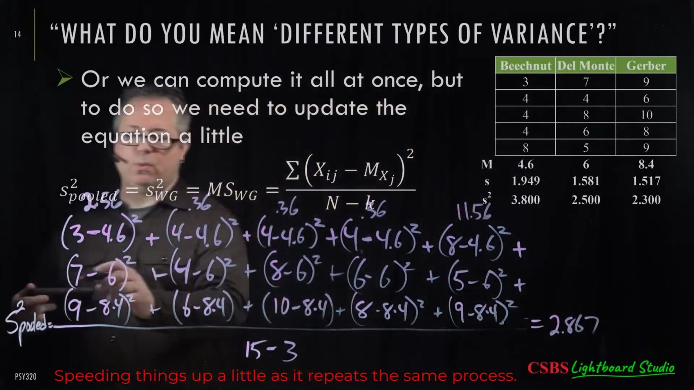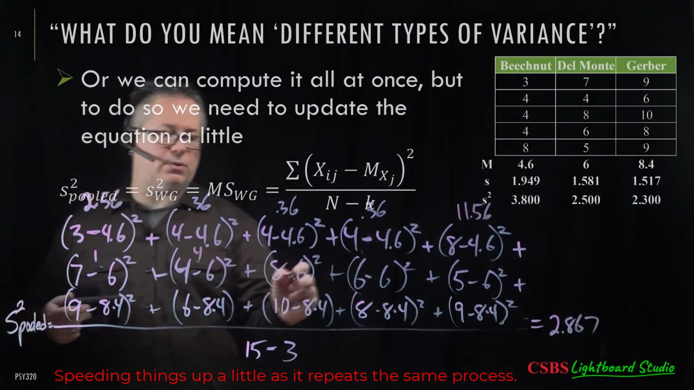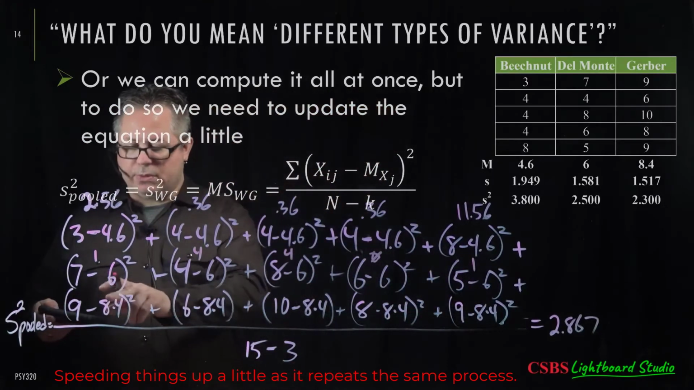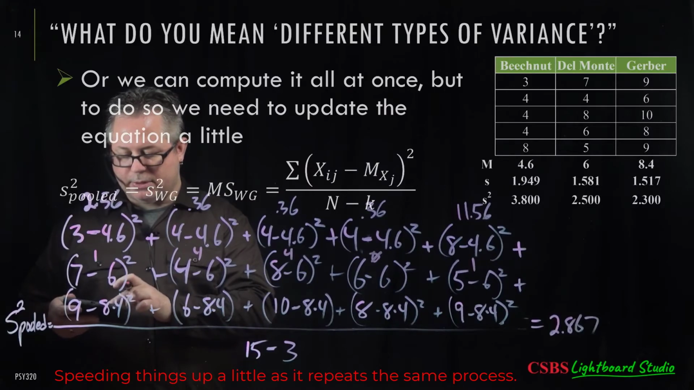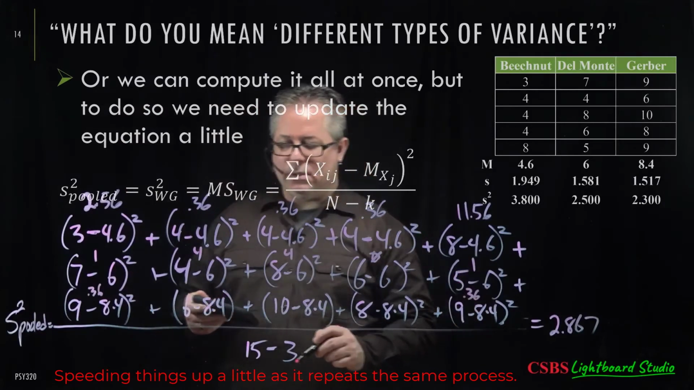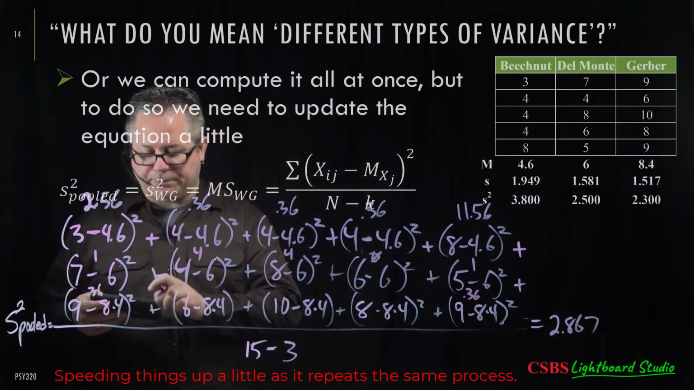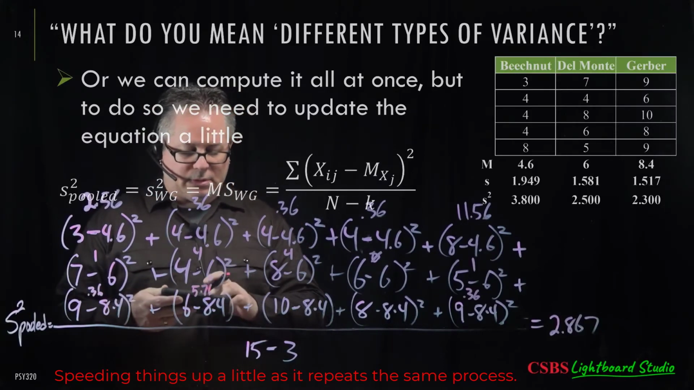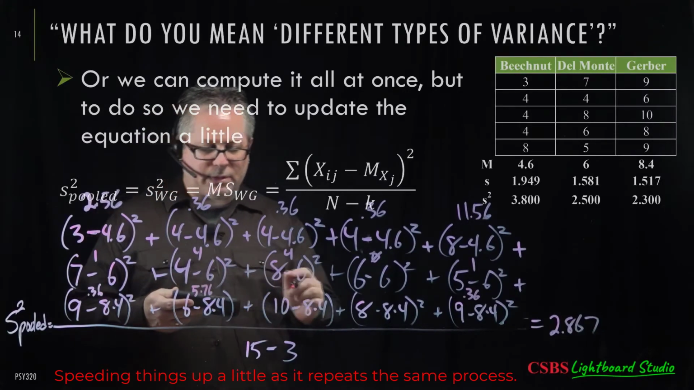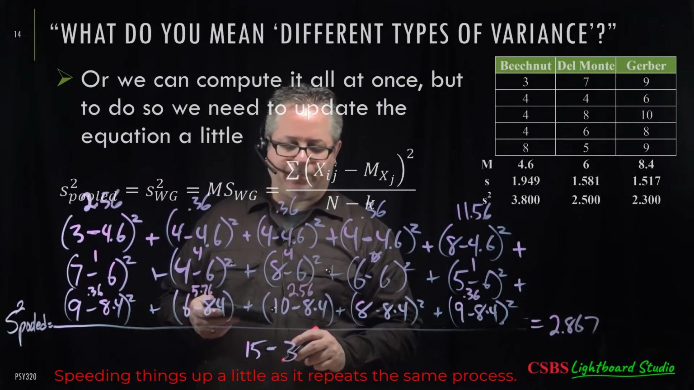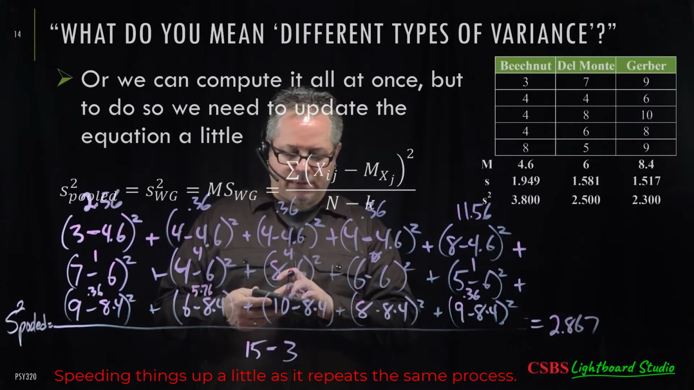So keep doing this. This is going to be 1 squared is 1, 2 squared is 4, 2 squared is 4, 0, 1 squared is 1. So 9 minus 8.4 is 0.6. 0.6 squared, 0.36. That means this is 0.36 as well. 6 minus 8.4, negative 2.4 is 5.76. 10 minus 8.4 equals 1.6 squared is 2.56. So 0.4 squared is 0.16.